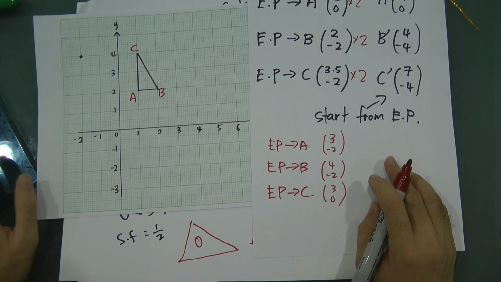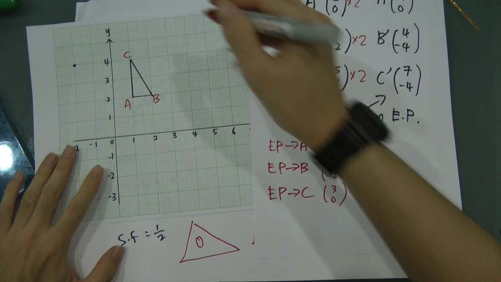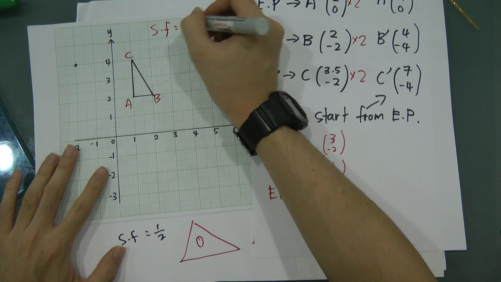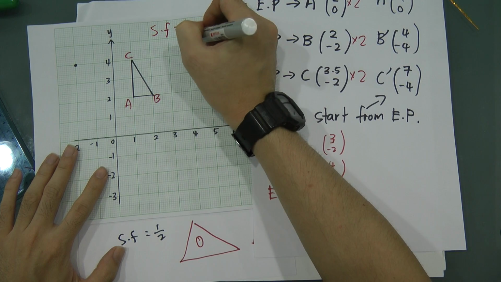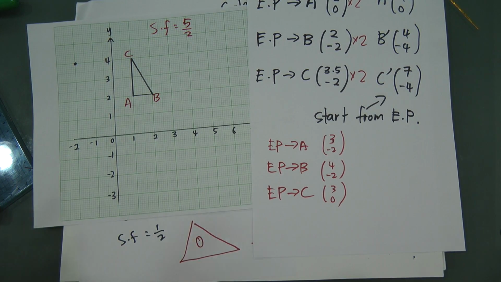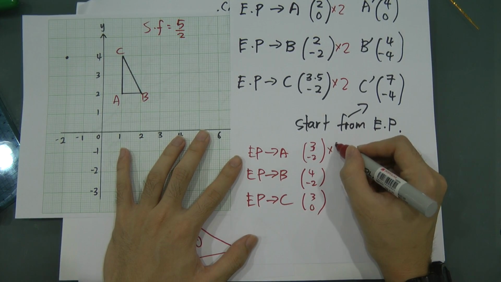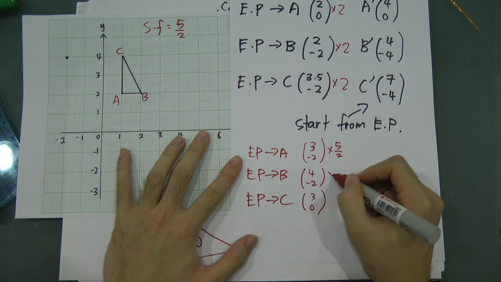Maybe I call it 2.5. Okay, scale factor, let's say I give you 2.5, or I give you fraction 5/2. Okay, this is the scale factor. So now what you need to do is I multiply 5/2 into the whole thing.